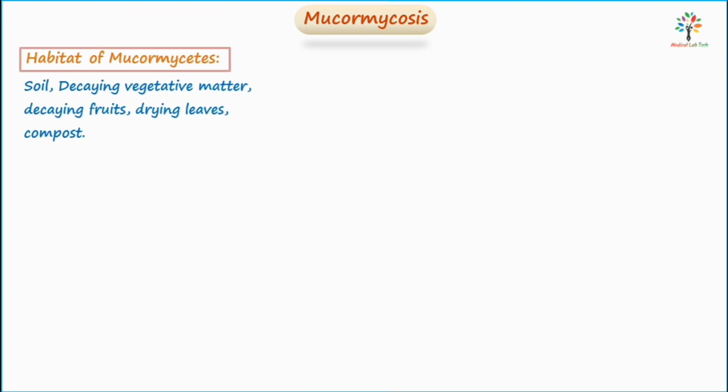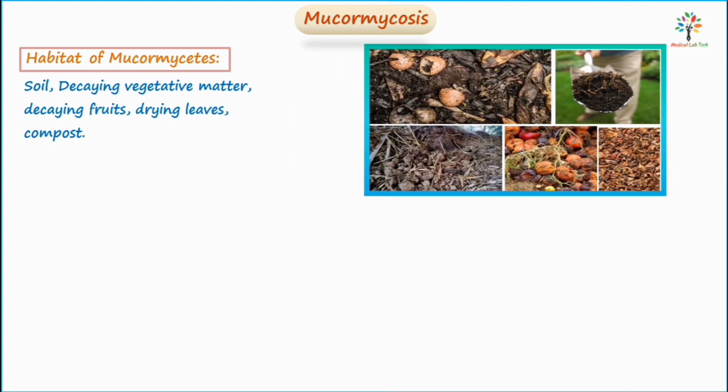Nowadays, some patients after recovering from COVID-19 are getting this mucormycosis. Remember, not all COVID recovered patients develop mucormycosis. Mainly the COVID infected patients with uncontrolled diabetes mellitus or diabetic ketoacidosis, or those who have taken steroids for their treatment. Now let's talk about the habitat of mucormycosis. That means, where does it live? It can live in soil, decaying vegetative matter, decaying fruits, drying leaves, and compost. You can have a look at the picture.